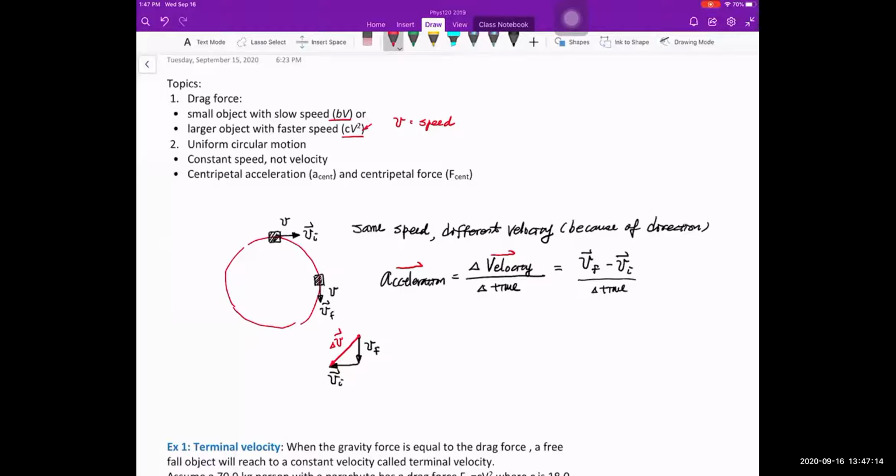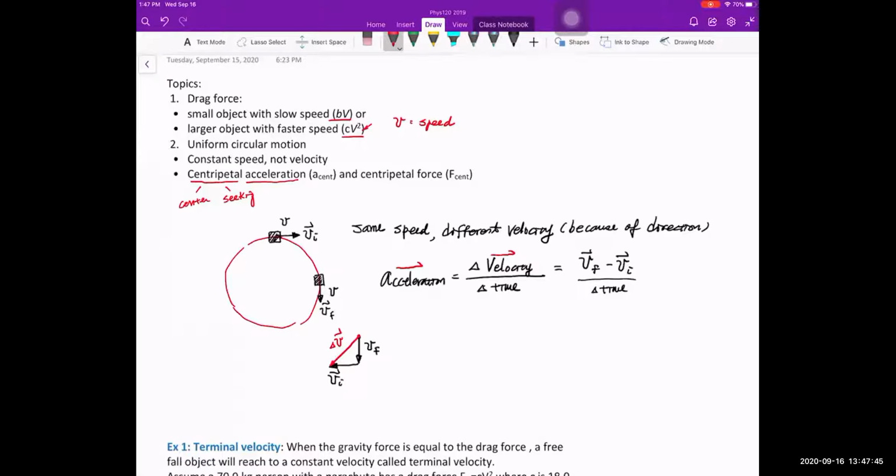This acceleration, we give a special name called the centripetal acceleration. Centripetal has the meaning of "centri", which means the center, and "petal", meaning seeking. So it's the center-seeking acceleration. This acceleration is always toward the center of the circle. Remember this? And let's write down the equation.